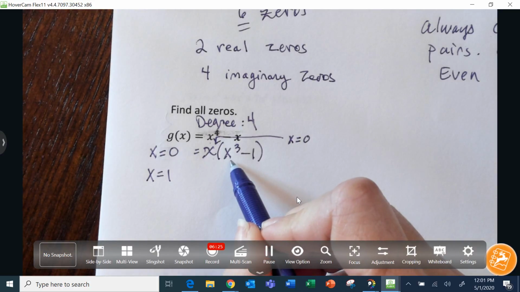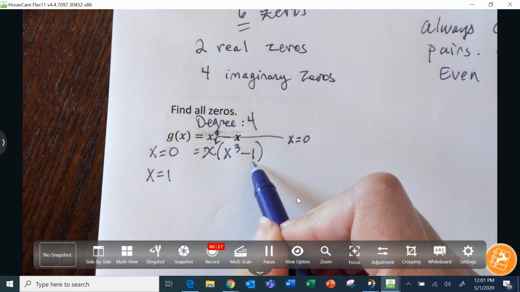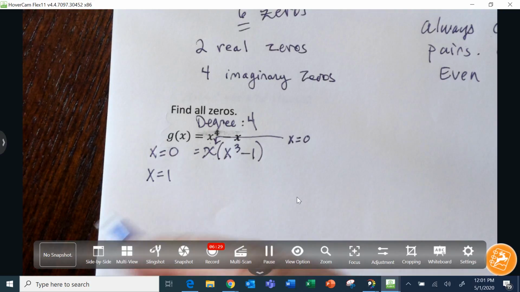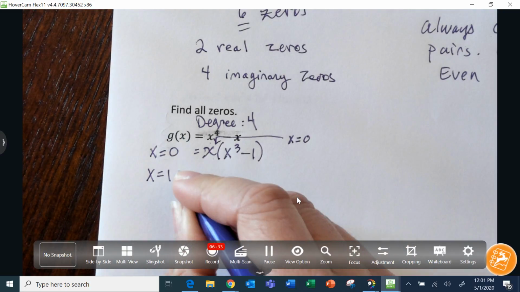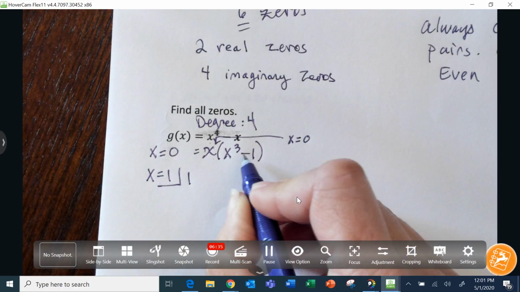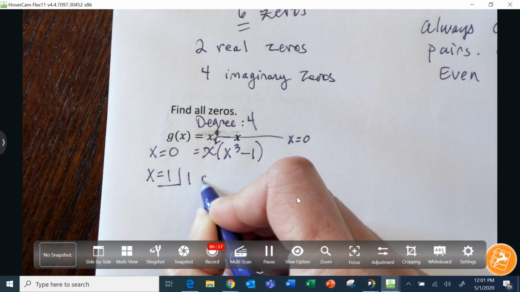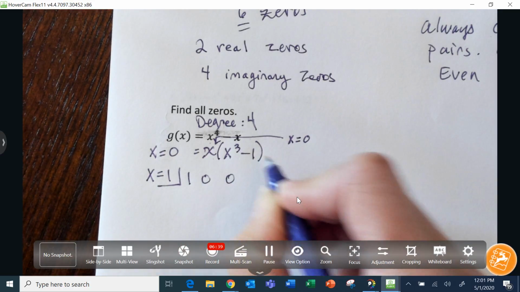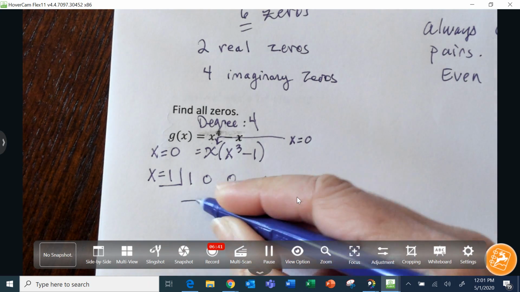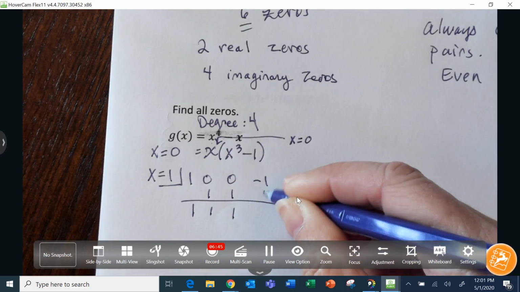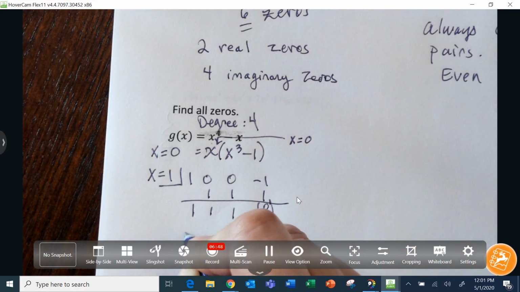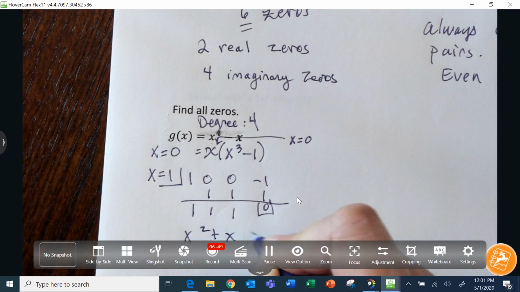So now I have left over x cubed minus 1, and 1 supposedly is another one of the zeros, so I'm going to use synthetic division. So we'll have a 1, but then I'm missing x squared, and I'm missing x to the first, and then I have a negative 1. And I have left over x squared plus x plus 1.